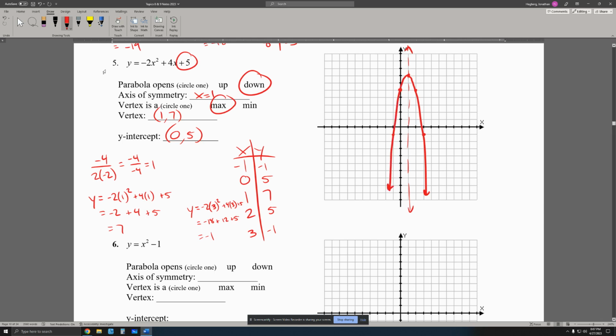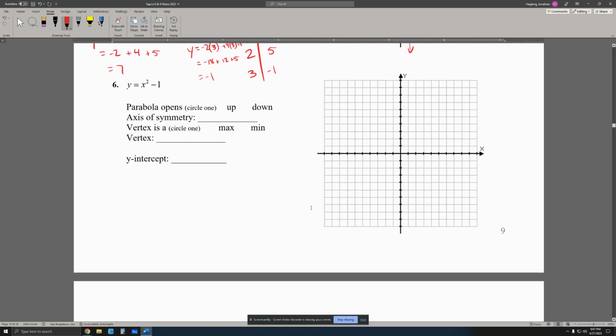Okay. Last one for today, we have y equals x squared minus 1. So this parabola, the leading coefficient is 1. Notice that this could be rewritten as x squared plus 0x minus 1. That middle term here is 0. There's no linear term here. So we can say that coefficient is 0. The parabola is going to open up because our leading coefficient is 1. It's positive. Axis of symmetry, we have negative b over 2a, which is just 0.